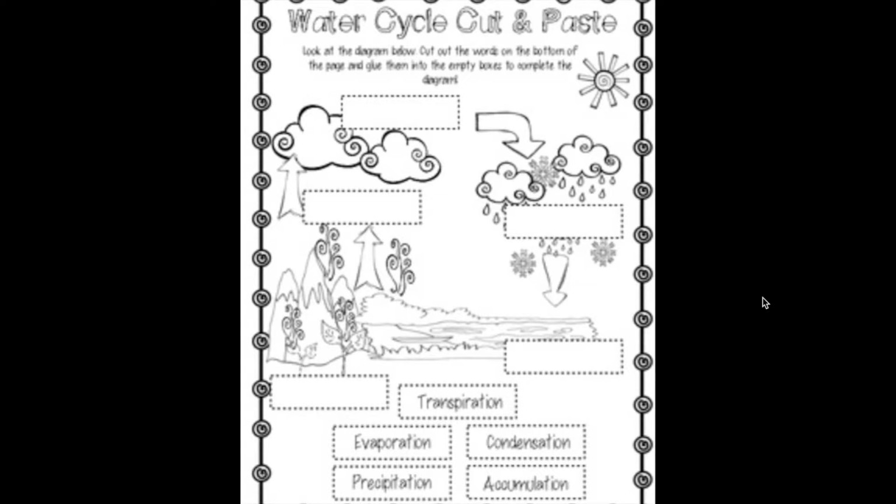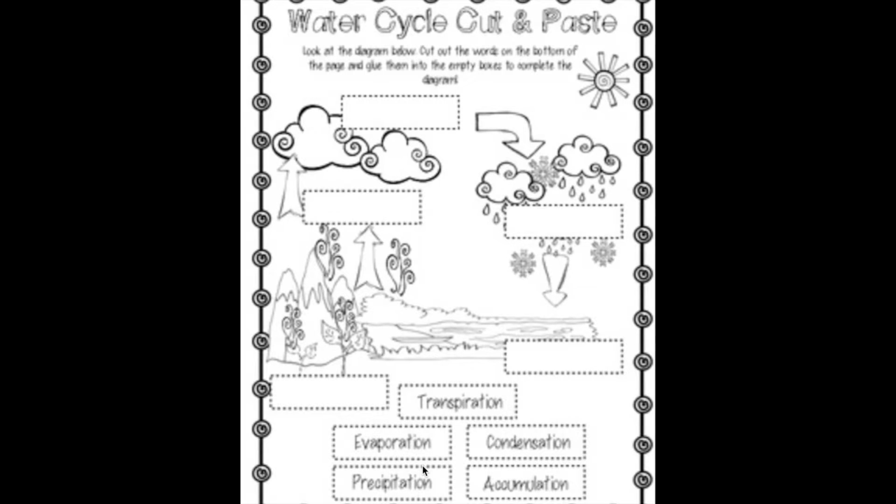Okay, this is the page that you guys are going to be working on. I know that this one's a little blurry, but the one that I'm going to hand out to you is not. I've already printed them out for you. This is a water cycle cut and paste, meaning that you're going to cut these words out and paste them in the other little boxes. The instructions on this page say, look at the diagram below, cut out the words on the bottom of the page and glue them into the empty boxes to complete the diagram.